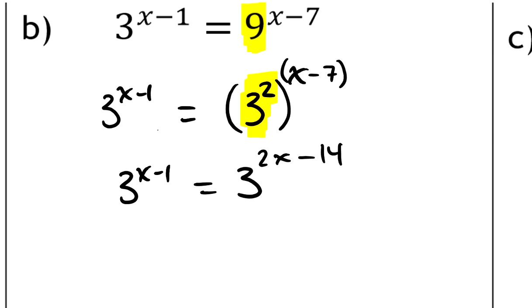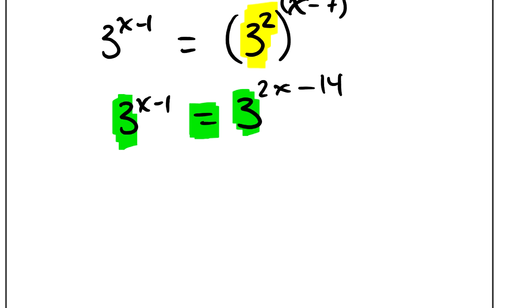Now, the thing that I'm seeing here is that these both have bases of 3. And the only way these can ever be truly equal to each other is if their exponents are the same. So this is a form of looking inside. I'm looking inside the exponents, and I'm saying, look, the exponent on the left-hand side has to be identical to the exponent on the right-hand side if these are going to be truly equal. So I can say, hey, x minus 1 has to be the same as 2x minus 14, right?